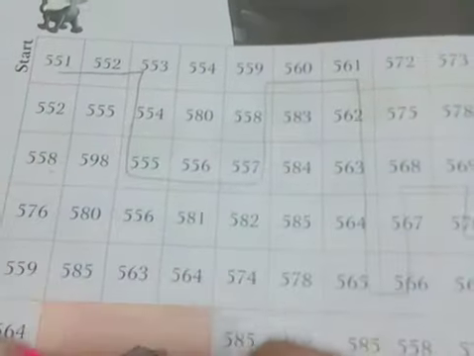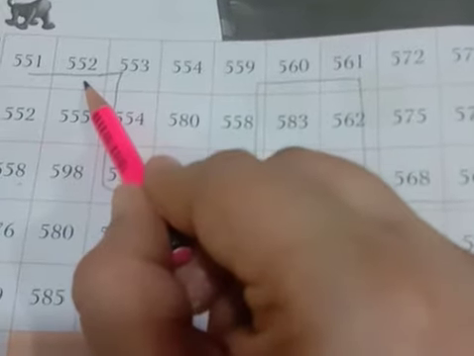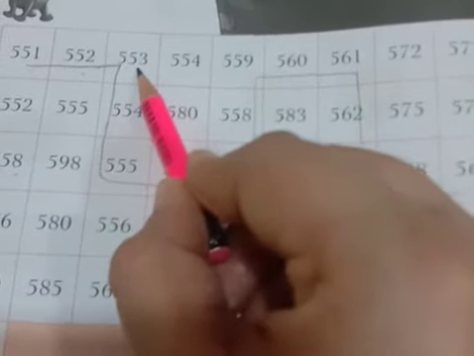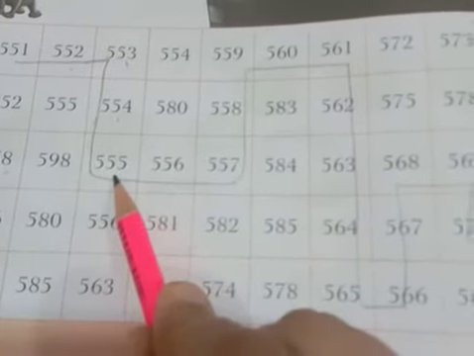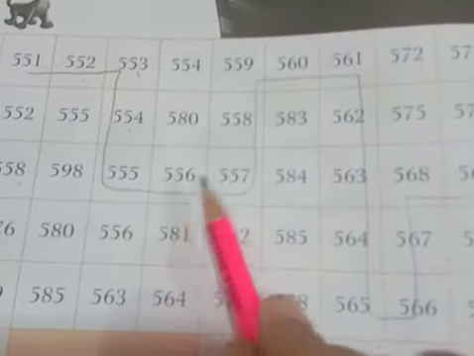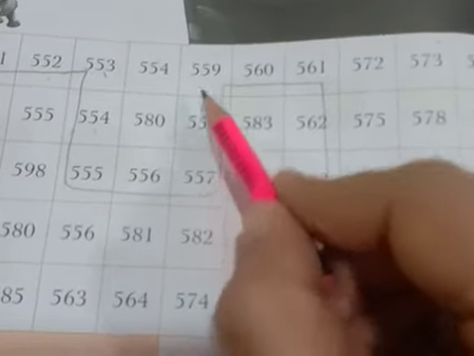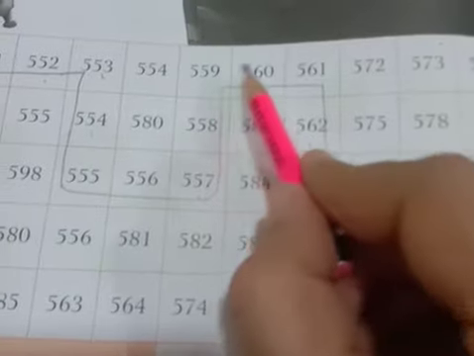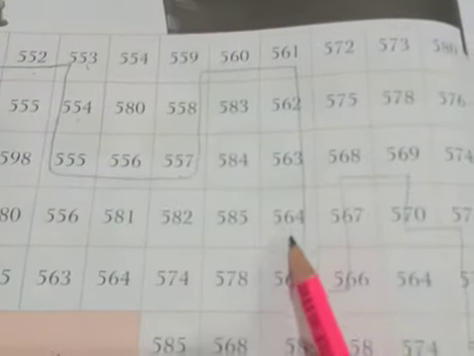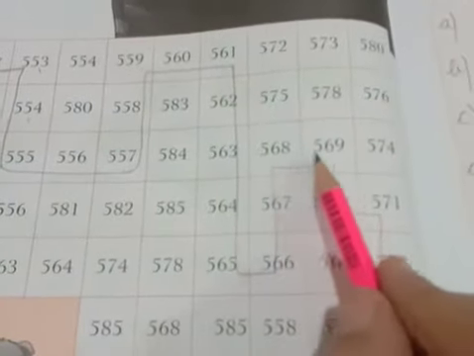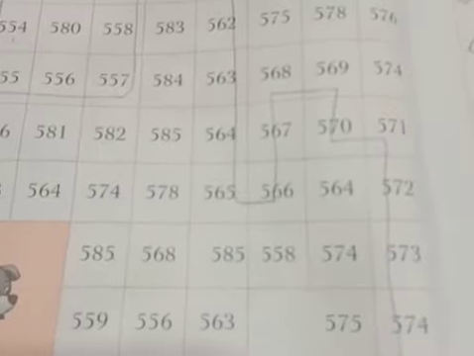So this is not the correct order. So we will go like this: 551, 552, 553, 554, 555, 556, 557, 558, 559, 560. In this way, you will go like this in counting way and you will reach the milk.